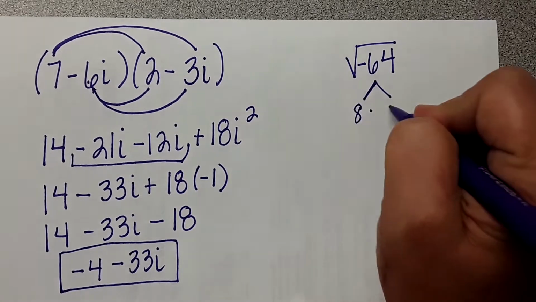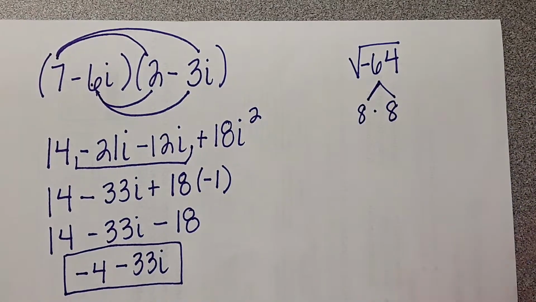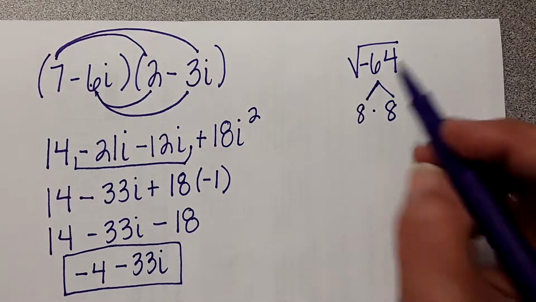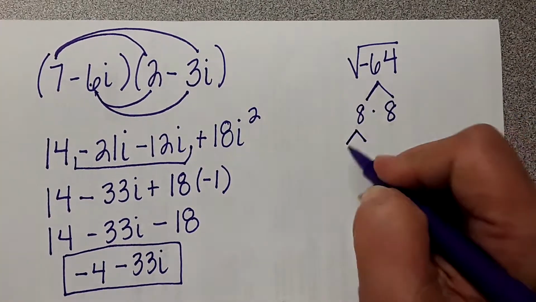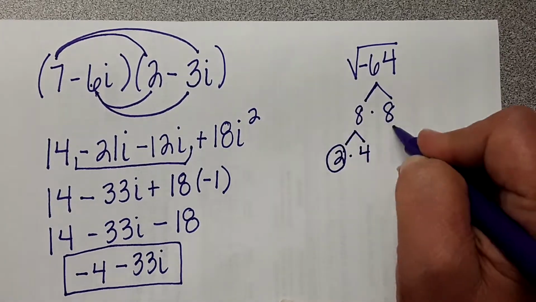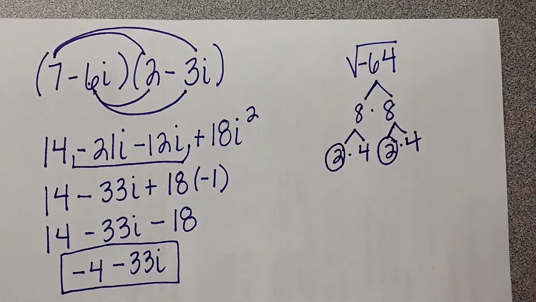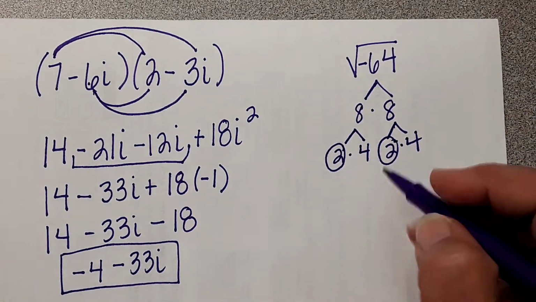I got 8 times 8. You guys, if you know, hey, 8 times 8 is a pair, you can go ahead and take care of it. That's fine. I know that some people in my first period, they did the tree, so I'm just going to work on the tree.